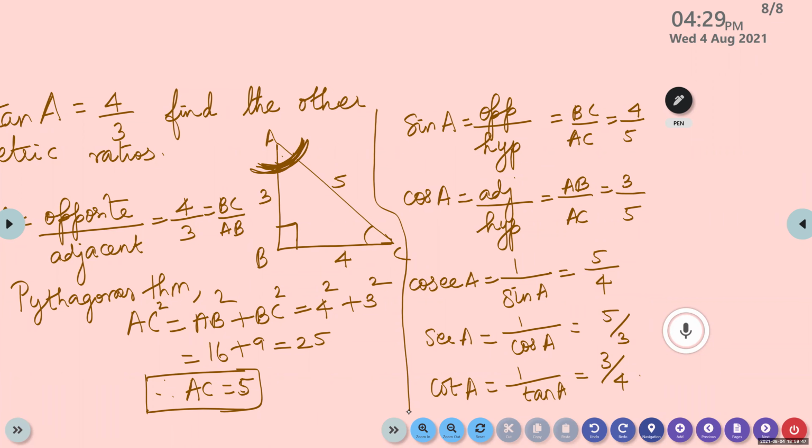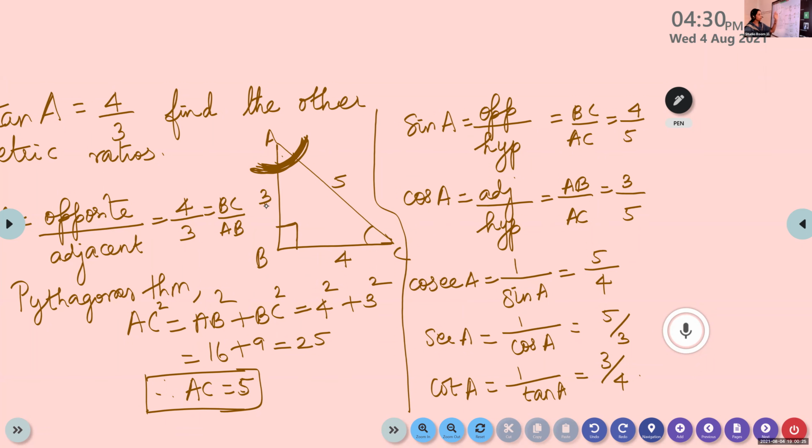One more time. We are given a ratio, tan A. What is the definition of tan? Opposite by adjacent. So you draw the triangle. Tan A is defined means A is an acute angle. For angle A, the opposite side is BC and the adjacent is AB. BC is 4 and AB is 3. So two sides of the right angle triangle are known. Find the third side using Pythagoras theorem. We get AC as 5.